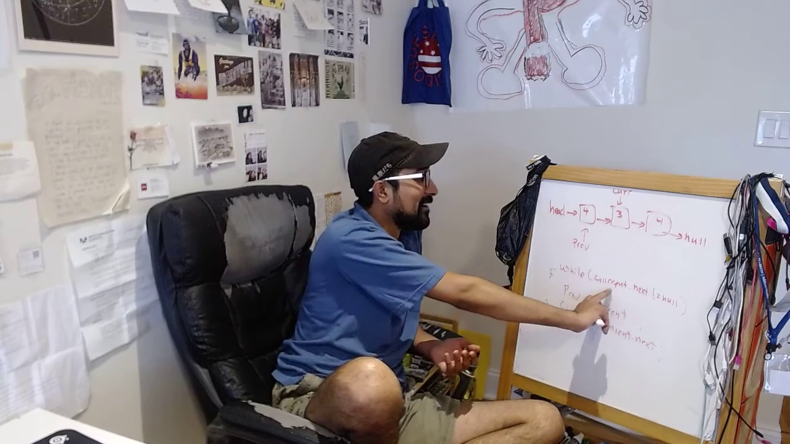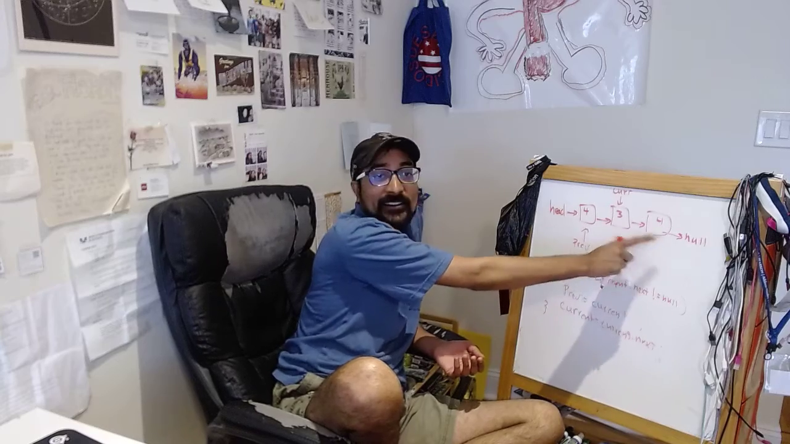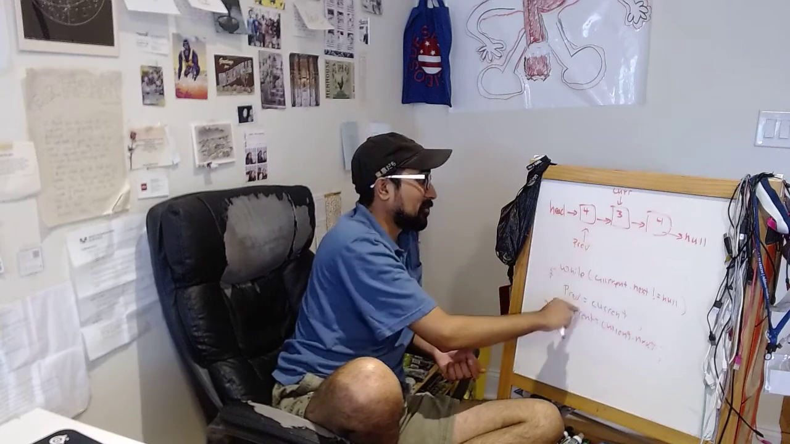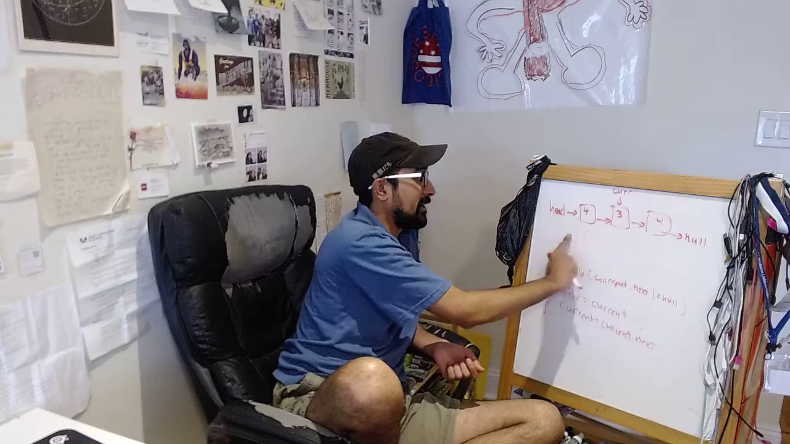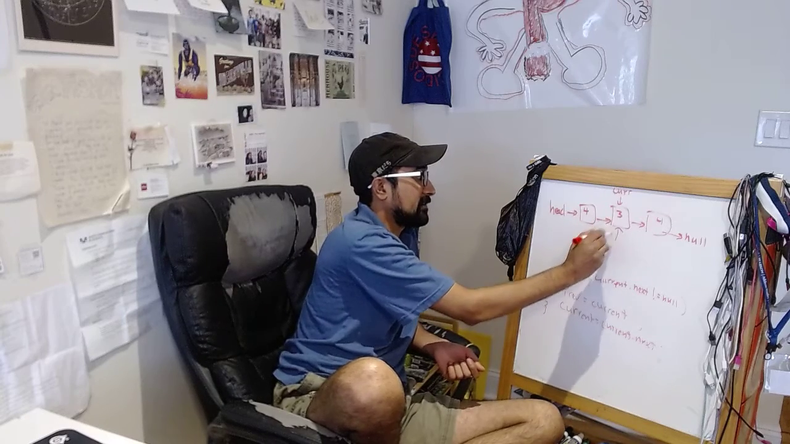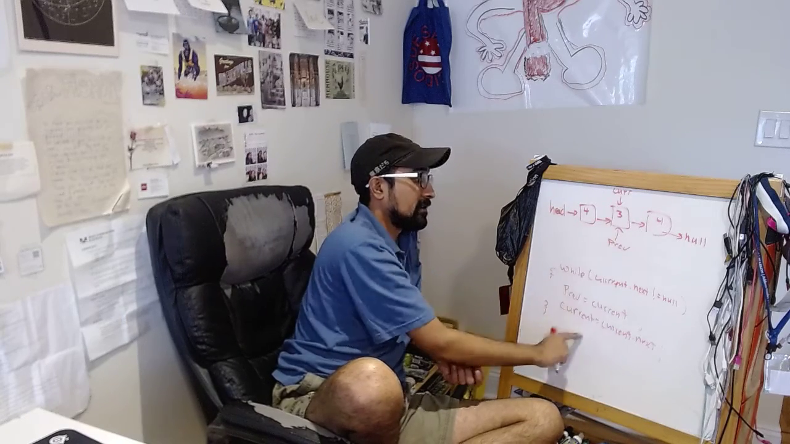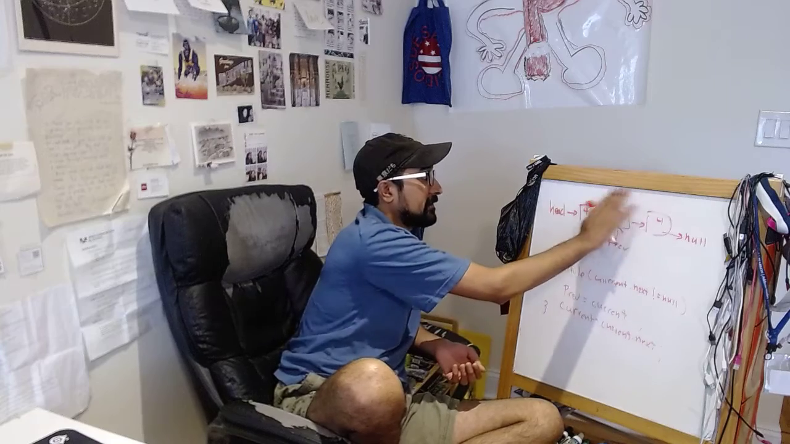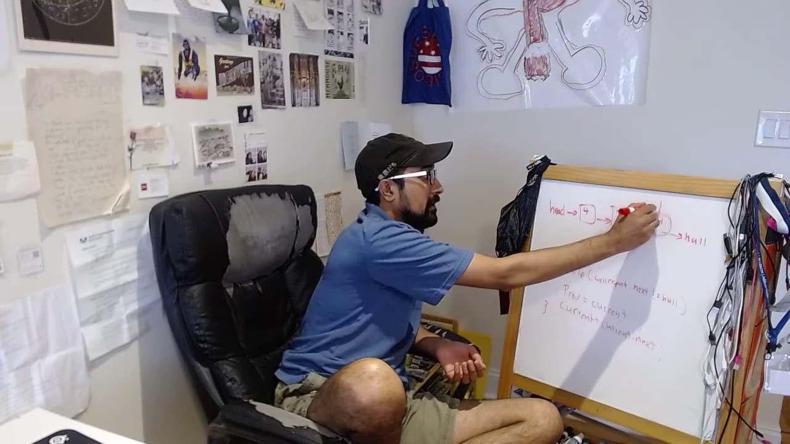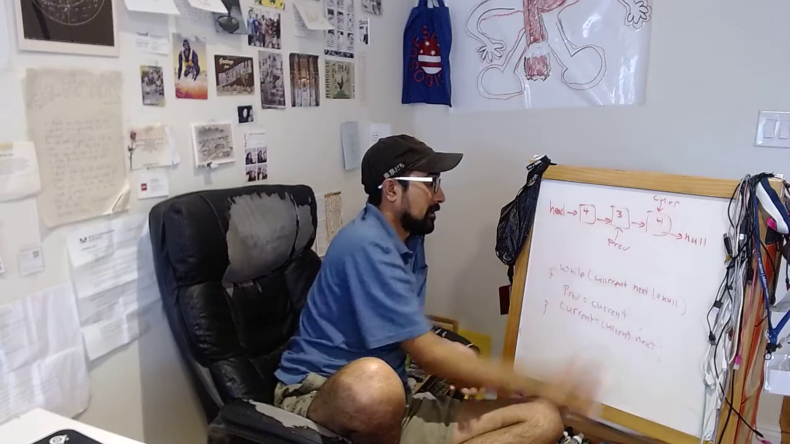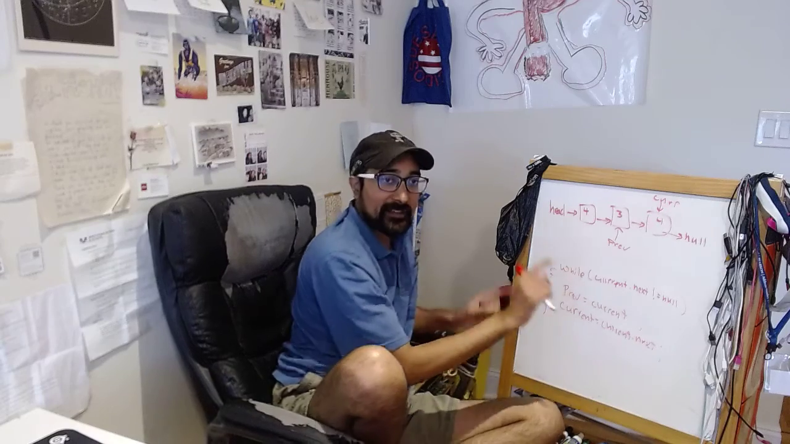So current dot next does not equal null. Previous equals current, that looks good, and current equals current dot next. Okay, so we get this.